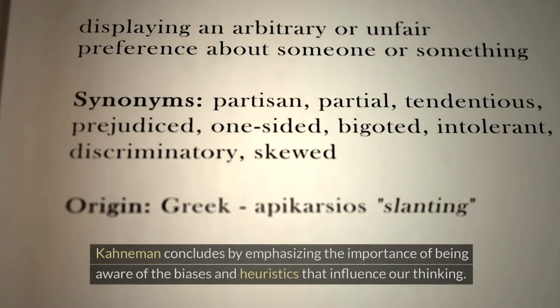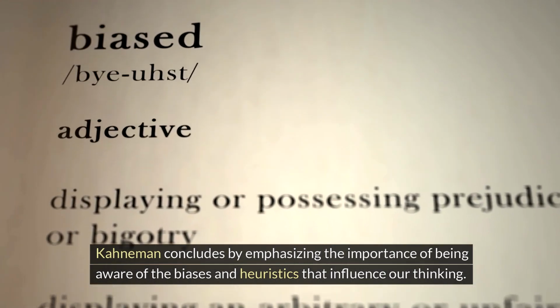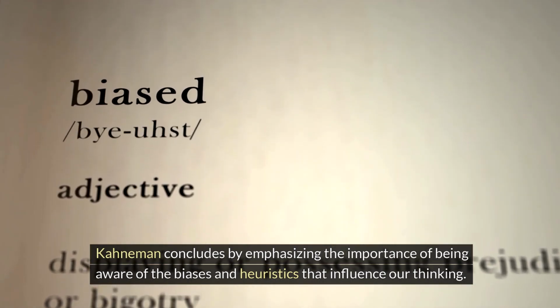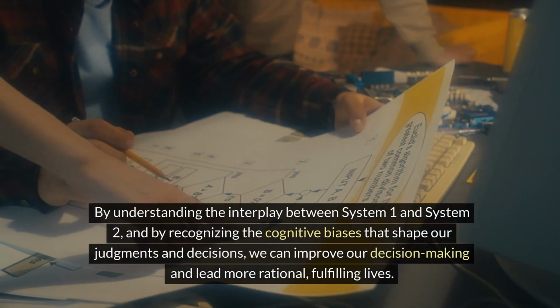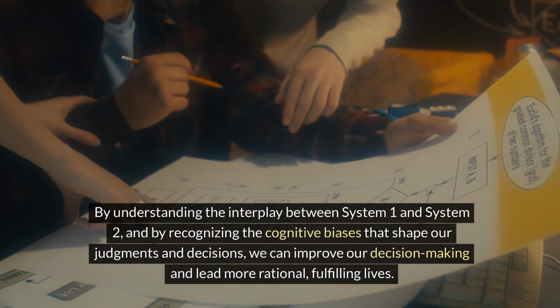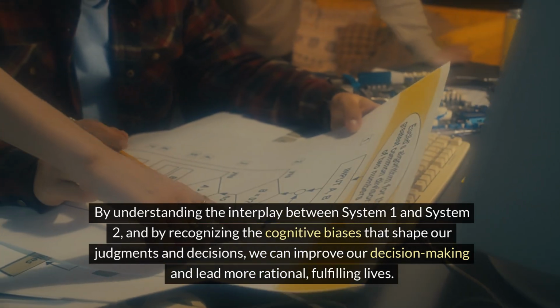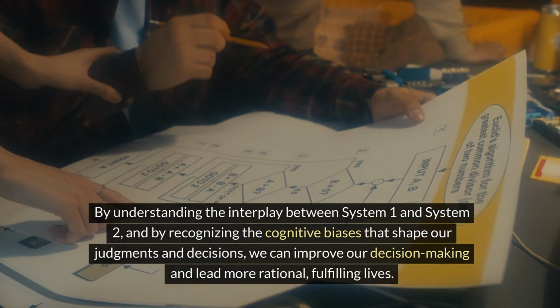Conclusion. Kahneman concludes by emphasizing the importance of being aware of the biases and heuristics that influence our thinking. By understanding the interplay between System 1 and System 2, and by recognizing the cognitive biases that shape our judgments and decisions, we can improve our decision-making and lead more rational, fulfilling lives.